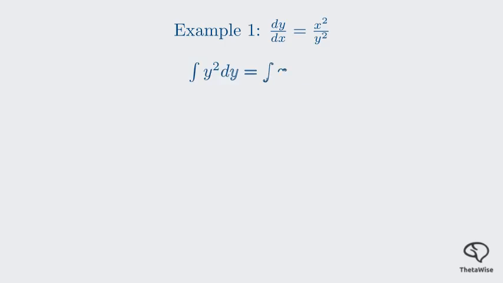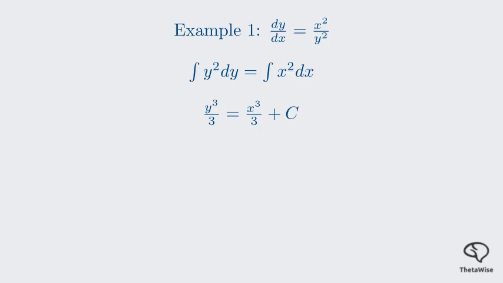Let's look at our first example. dy/dx equals x squared over y squared. This is clearly separable. We can multiply both sides by y squared to get y squared dy equals x squared dx. Now we integrate both sides. The integral of y squared dy is y cubed over 3, and the integral of x squared dx is x cubed over 3. We only need one constant of integration, c. We can simplify this by multiplying by 3, giving us y cubed equals x cubed plus 3c.